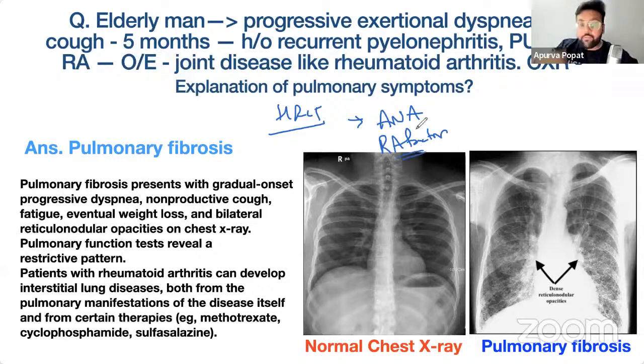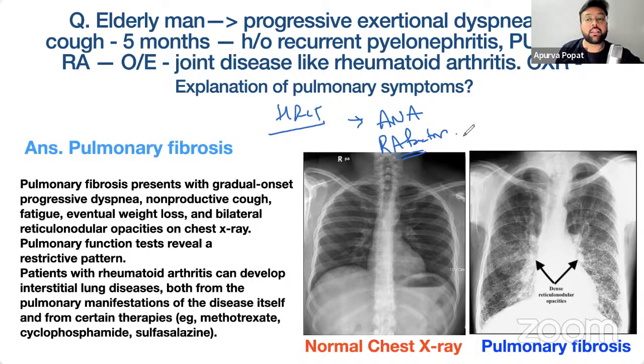Okay, and if the RA factor is positive, we can say this patient has rheumatoid arthritis, as a component of rheumatoid arthritis. If the patient has negative RA factor, we call it seronegative rheumatoid arthritis induced interstitial lung disease. So it's not necessary that the patient will always be RA positive. The patient may be RA negative and may have seronegative rheumatoid arthritis, and as a result of that, the patient might have interstitial lung disease.